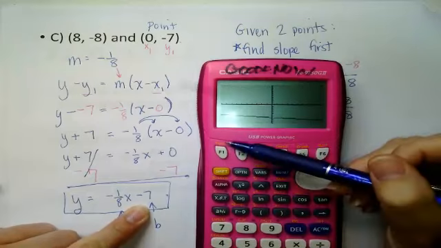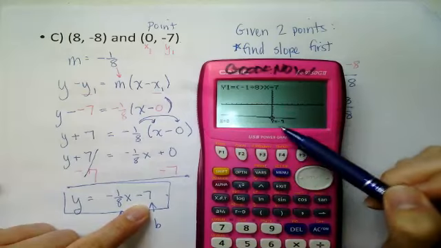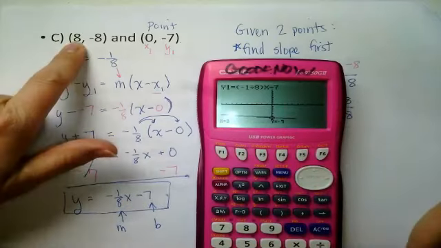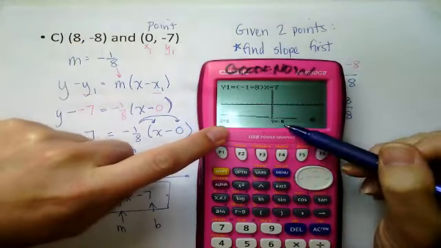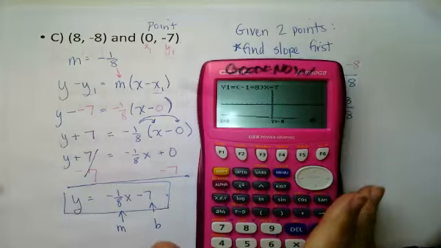And we also have trace on the Casio. It's also in yellow, so I'm going to do shift trace. And you can see I have the point 0, negative 7 right off the bat. And I can also type in an x value. So I have an x value of 8, so I'm going to type in 8 and hit enter. And we see the output at negative 8. So we go through both points, then that is exactly the equation of the line.